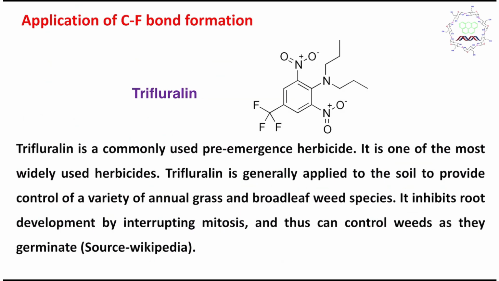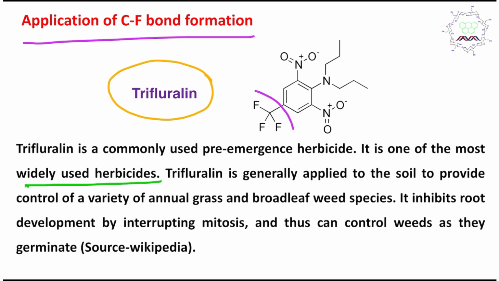Now let's go to the application of this molecule, our target product. Its name is Trifluralin. This molecule is widely used as a herbicide. So you may consider this an application of C-F bond formation. This C-F bond containing molecule is extremely utilized. So that's the importance of fluorine chemistry, which I'll make many videos on in the future too.